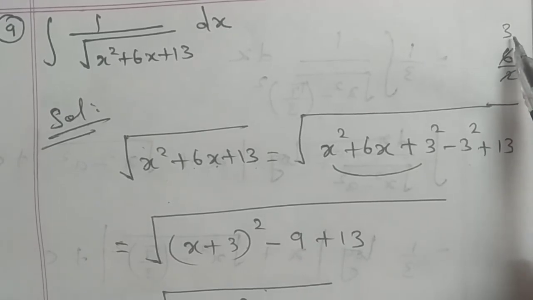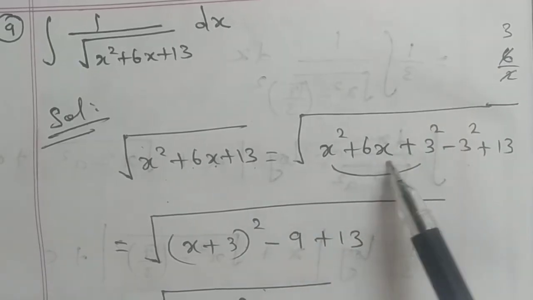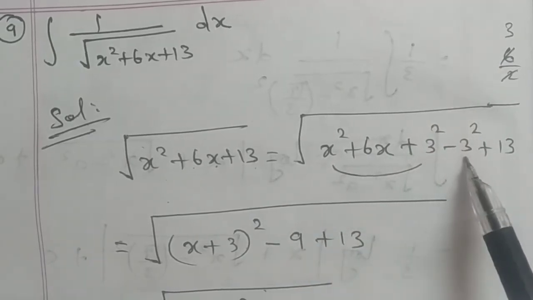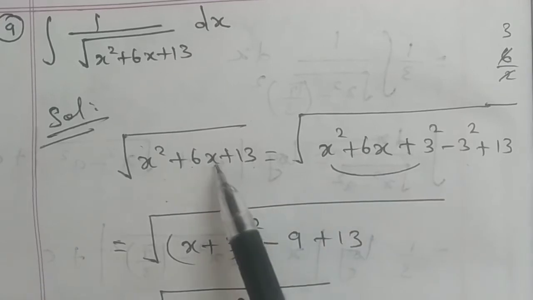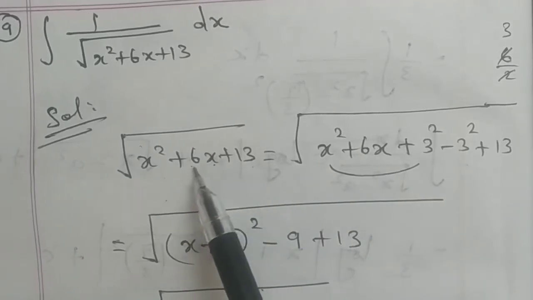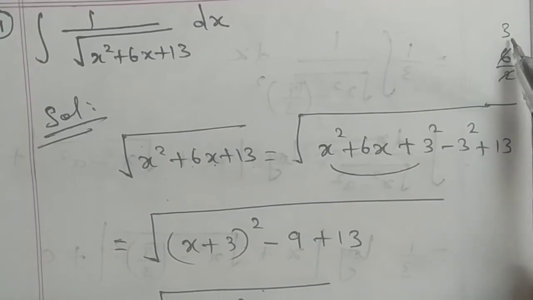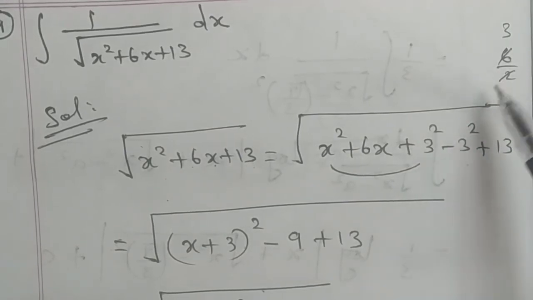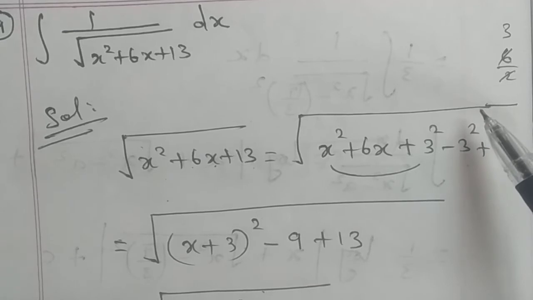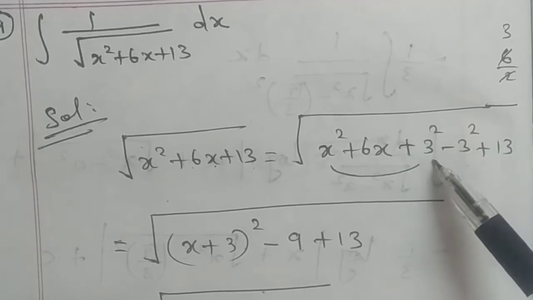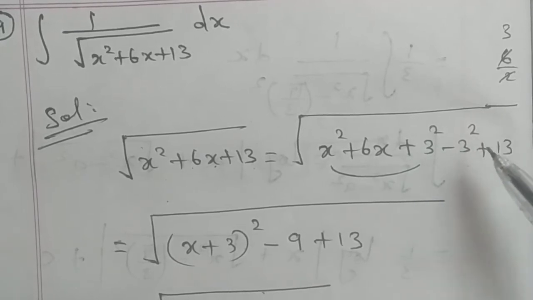Add and subtract 3 square, plus 3 square and minus 3 square: x square plus 6x plus 3 square minus 3 square plus 13. See, the coefficient of x is 6. 6 divided by 2, we get the value 3. So add and subtract 3 square: plus 3 square minus 3 square.